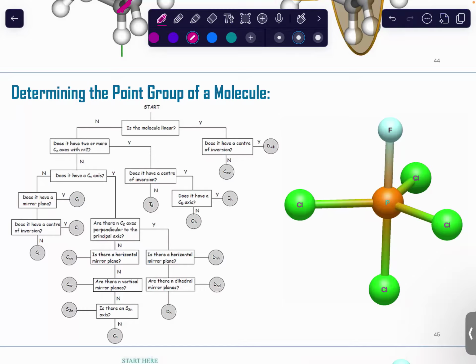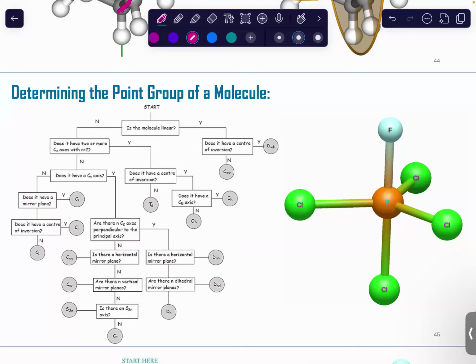Are there NC2 axes perpendicular? No, there's not. Is there a horizontal mirror plane? No. Are there any vertical mirror planes? So ask yourself where the principal axis would be. It'd be down the fluorine to the chlorine. And the sigma V's have to be incident on that. I guess you could have vertical mirror planes. So would that make it CNV? Yeah, but what would the N be? C3V. This is a C3V point group.